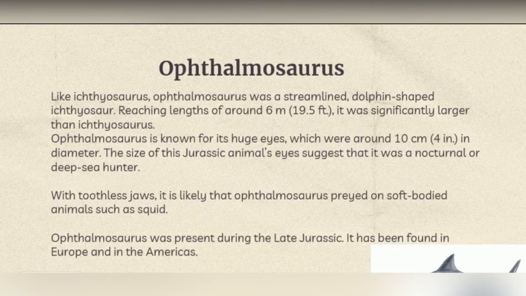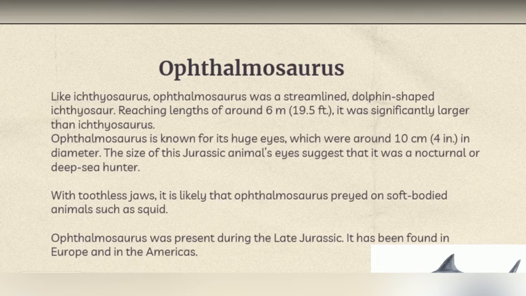Ophthalmosaurus. Like Ichthyosaurus, Ophthalmosaurus was a streamlined, dolphin-shaped ichthyosaur. Reaching lengths of around 6 meters, 19.5 feet, it was significantly larger than Ichthyosaurus. Ophthalmosaurus is known for its huge eyes, which were around 10 centimeters, 4 inches, in diameter.